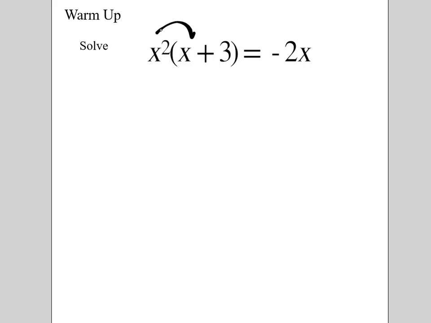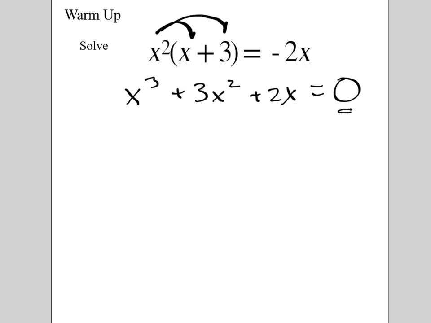So I'm going to multiply that in. Change to a smaller ink here. x cubed plus 3x squared, and then I really don't like my x's on both sides, so I'm going to add 2x to both sides, and I'm going to achieve something that makes solving way easier. I get a 0 on one side. That is a desired effect when solving polynomial expressions.